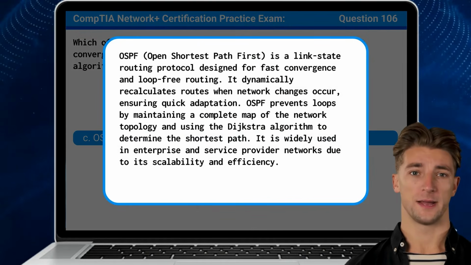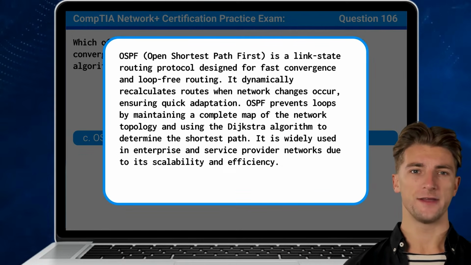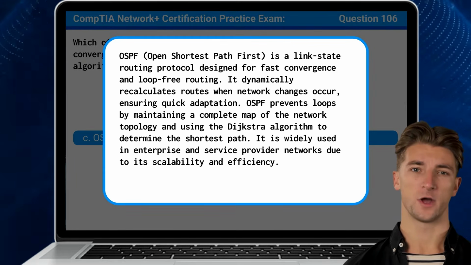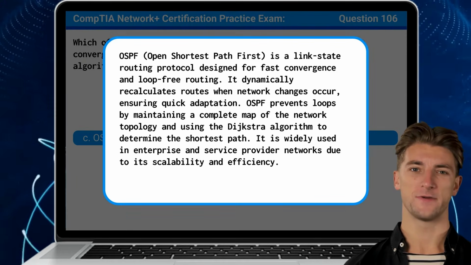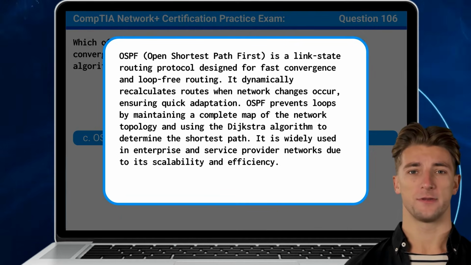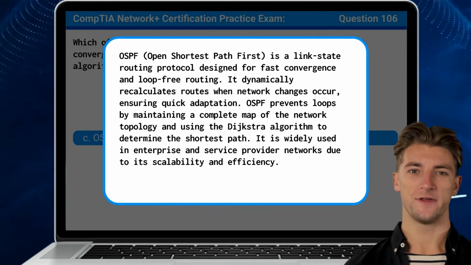OSPF, or Open Shortest Path First, is a link state routing protocol designed for fast convergence and loop-free routing. It dynamically recalculates routes when network changes occur, ensuring quick adaptation. OSPF prevents loops by maintaining a complete map of the network topology and using the Dijkstra algorithm to determine the shortest path. It is widely used in enterprise and service provider networks due to its scalability and efficiency.